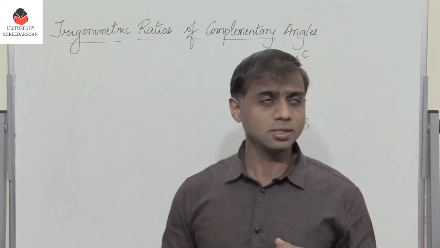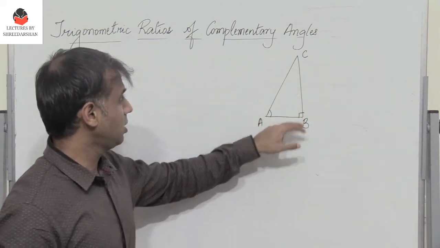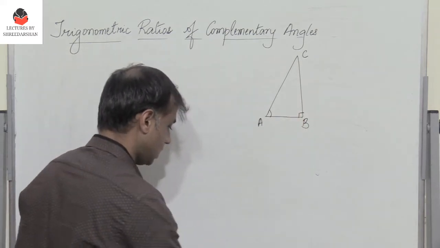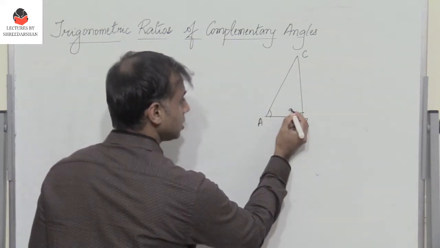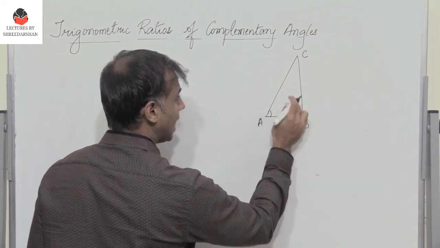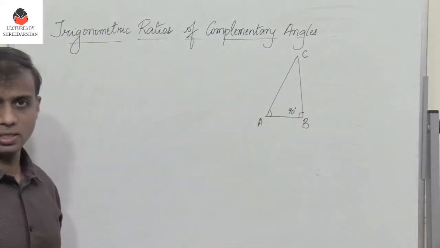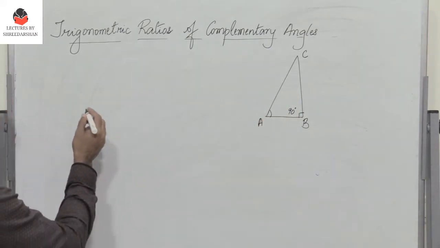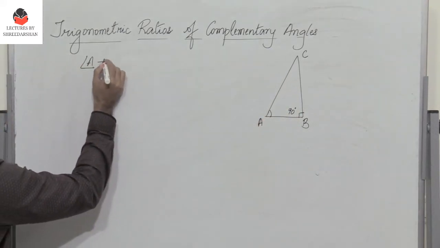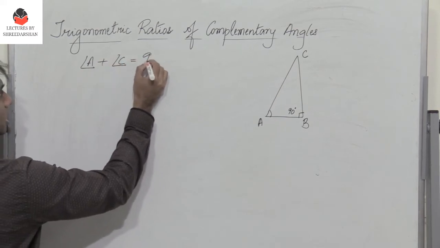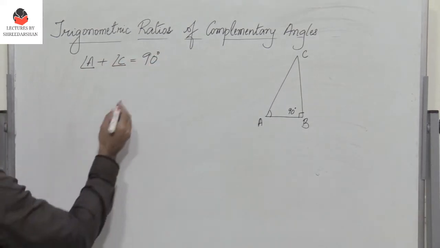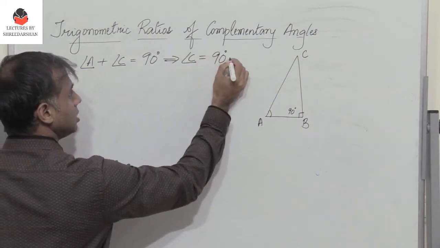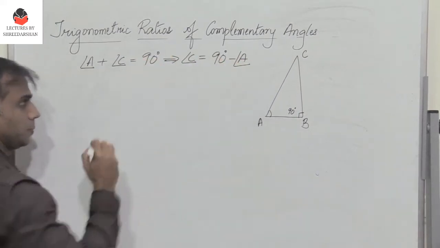Right? So now let us consider a right angled triangle ABC, where angle B is 90 degrees. So this is 90 degrees, and we know that the sum of all the angles of a triangle is 180. So if this is 90, we are sure that angle A plus angle C is 90 degrees. So this implies that angle C is 90 degrees minus angle A.